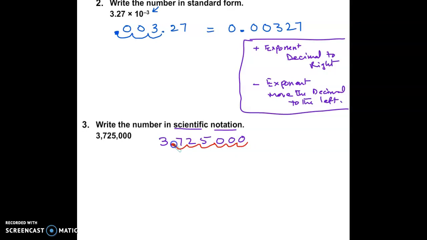So 6 decimal places I moved, because I need this number to be between 1 and 10. So I'm going to keep this one down. So I'm going to get 3.725. You don't need to write the zeros, but I moved 6 decimal places, so I'm going to write 10 to the 6. So now this one is converted from standard form to scientific notation. Whenever you see a 10 to an exponent, that is scientific notation.